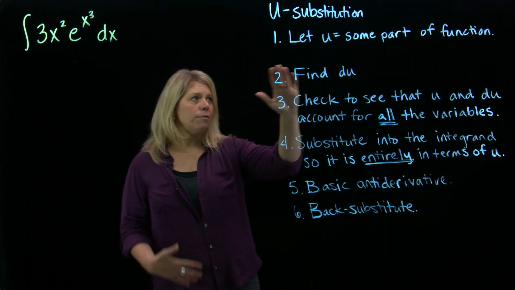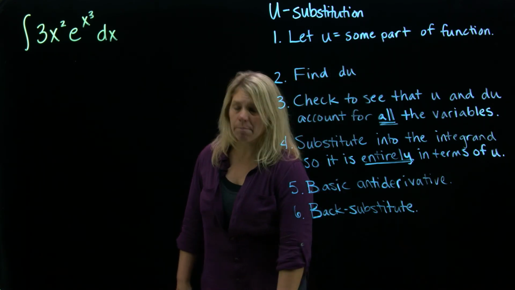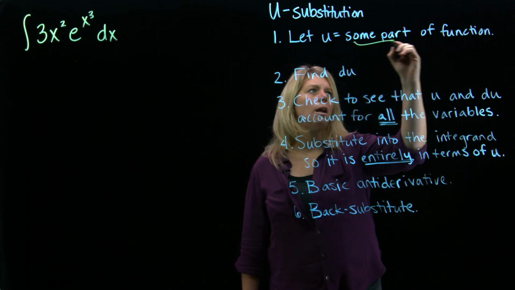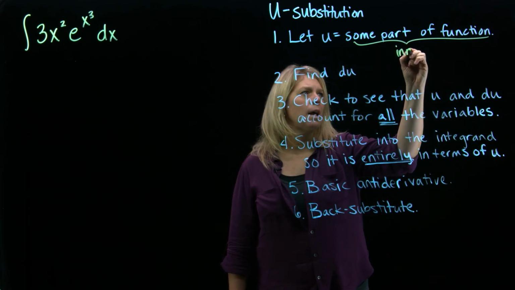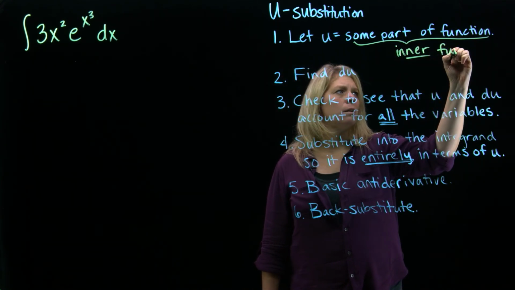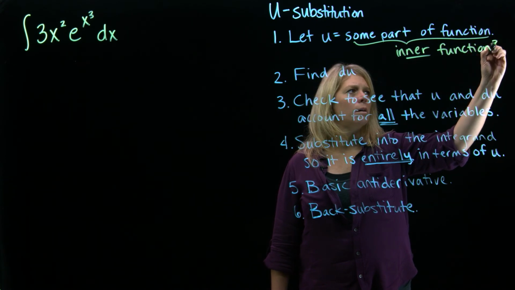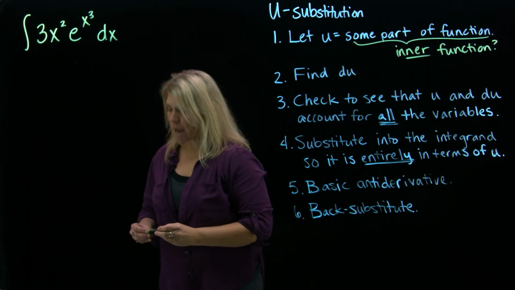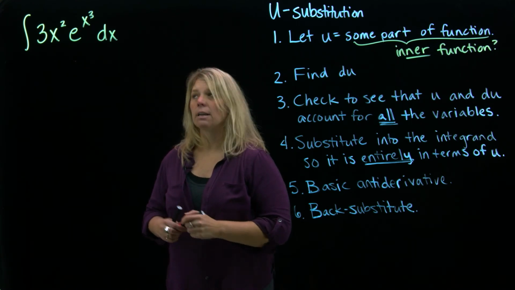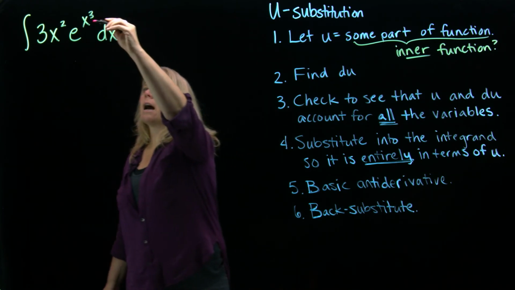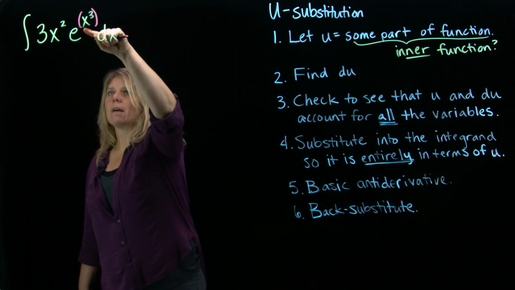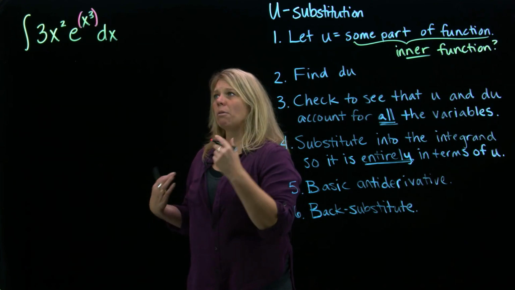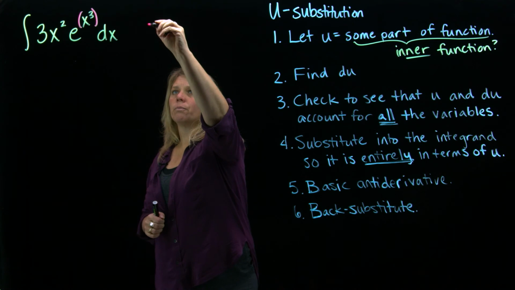So often, you're going to start by letting u equal some part of the function. Often, that is the inner function. Not always, but often that is an inner function. When I look at this expression that I'm trying to integrate, I might notice that I have an inner function. Inside the exponential function, I have an x cubed function. So for this problem, that would be a wise choice to let u equal.